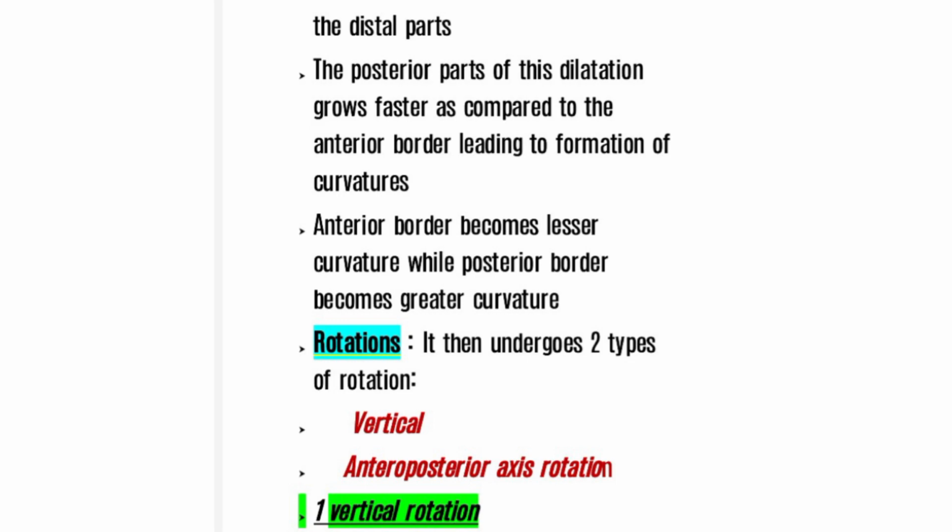After formation of the lesser and greater curvatures through differential growth, the stomach undergoes rotation around both the vertical and the anteroposterior axes. So there are two types of rotation: vertical rotation at an angle of 90 degrees, and anteroposterior axis rotation at an angle of 60 to 70 degrees. Let's start with the first one, the vertical rotation. In vertical rotation, this dilatation rotates 90 degrees clockwise.